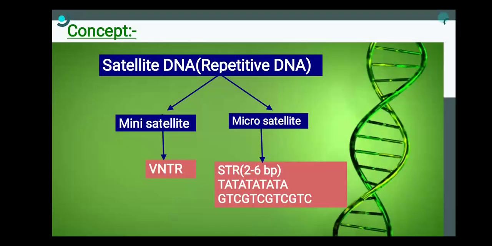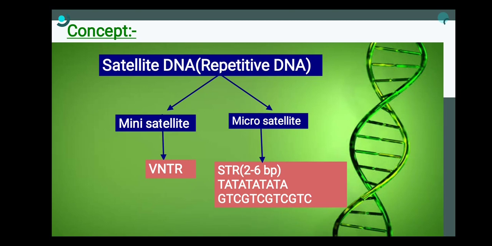Now further, satellite DNA is also called repetitive DNA, meaning there is some sequence which is frequently repeated, and that is why it is called repetitive DNA. It is further classified into two categories, mini satellite and microsatellite. This is based on the concentration of AT and GC, that is, its density. On the basis of density and repetition of the sequence, it is classified into two categories.